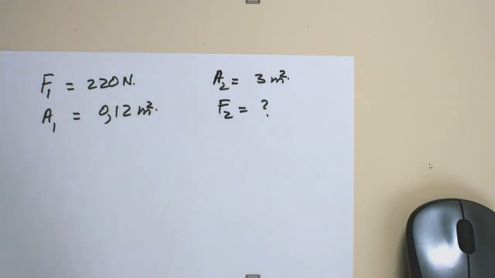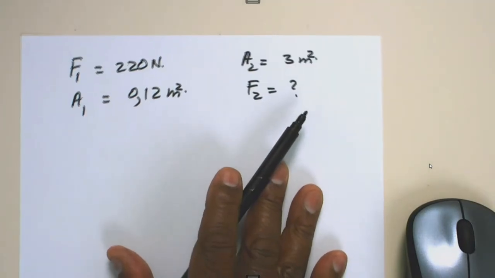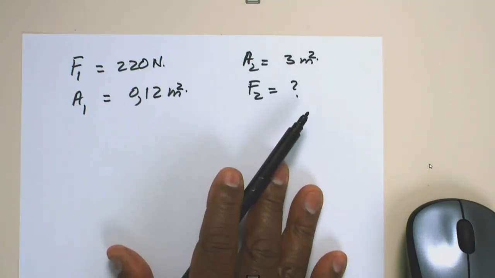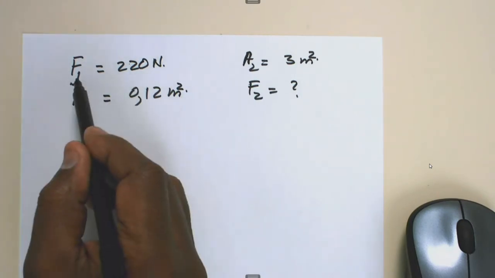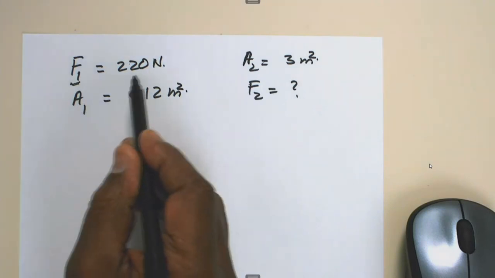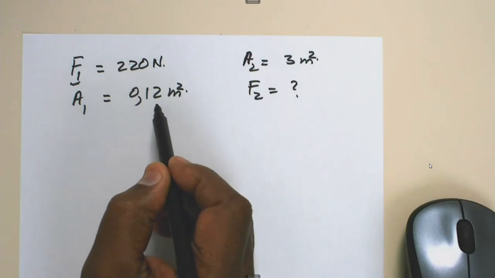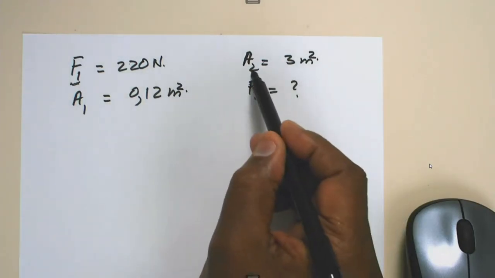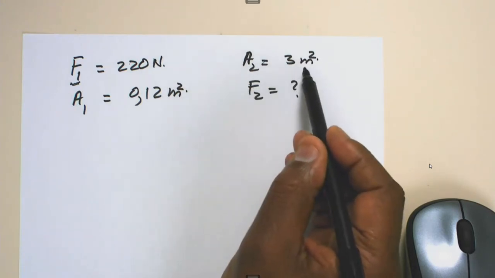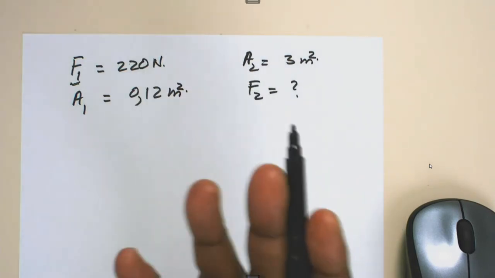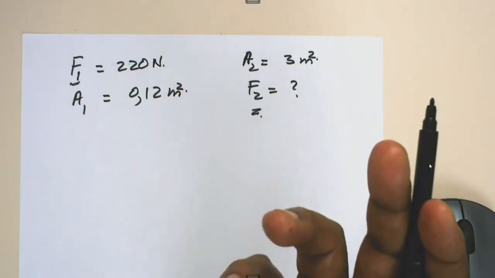So if you look back at that diagram that we showed, where you have a smaller piston and a bigger piston, the force on the smaller one, which we call F1, is equal to 220 newtons. The area of that piston is 0.12 square meters, and the area of the larger piston is 3 square meters. How much force would you get on that larger piston?